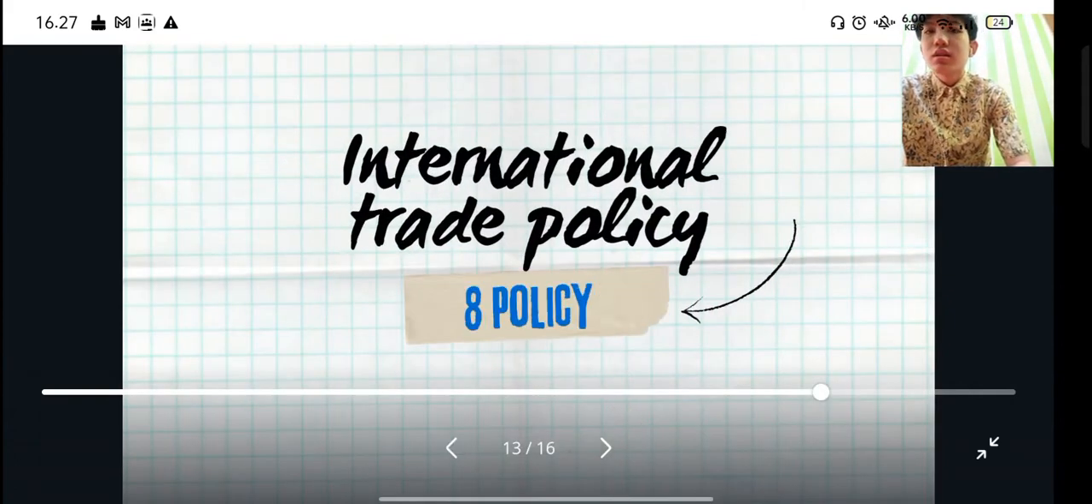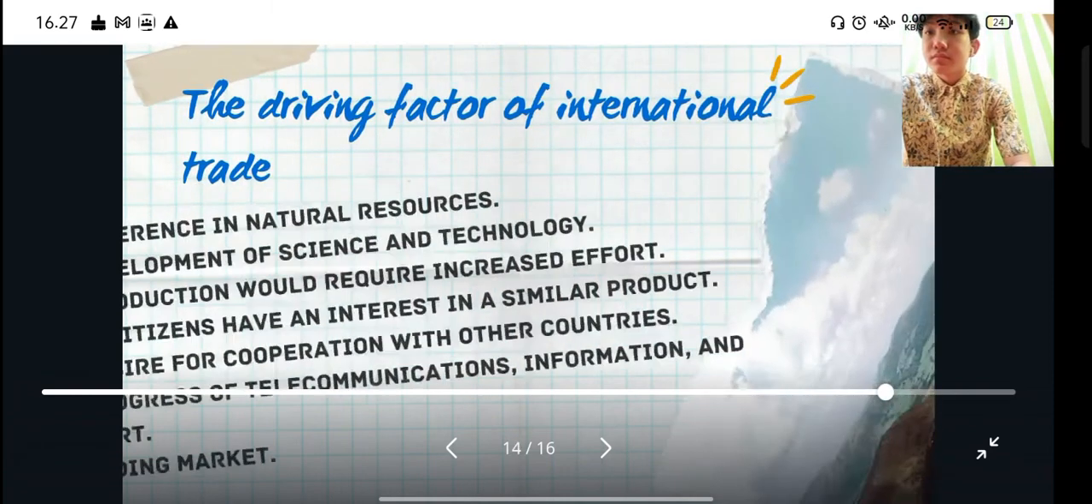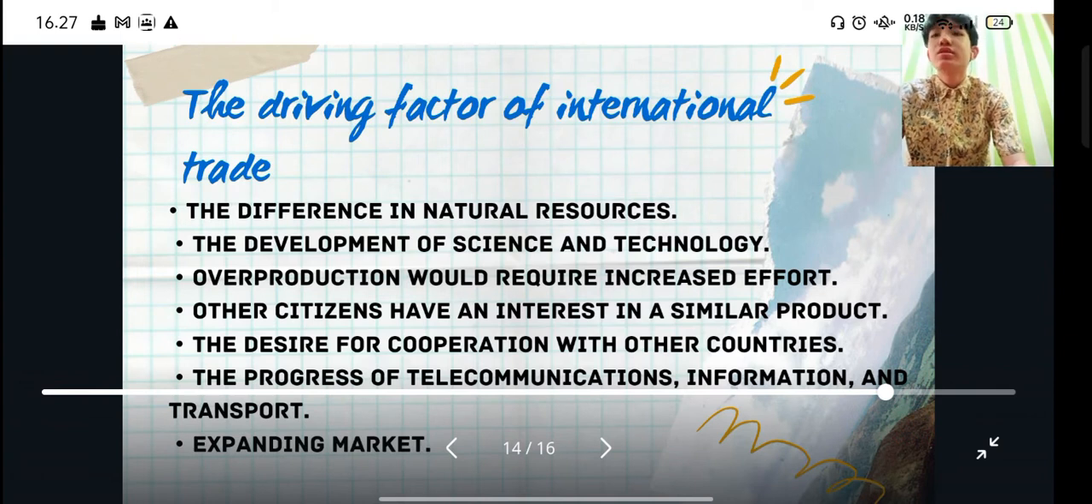International trade policy and the driving factors of international trade: the difference in natural resources, the development of science and technology, overproduction that would require increased effort, other countries having an increase in a similar product, the desire for cooperation with other countries, the progress of telecommunication, information and transport, and expanding market.